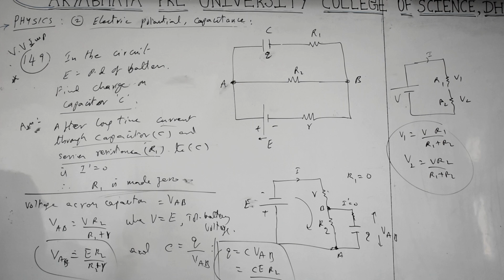So option A is CER2 by R2 plus r, that is the third option.